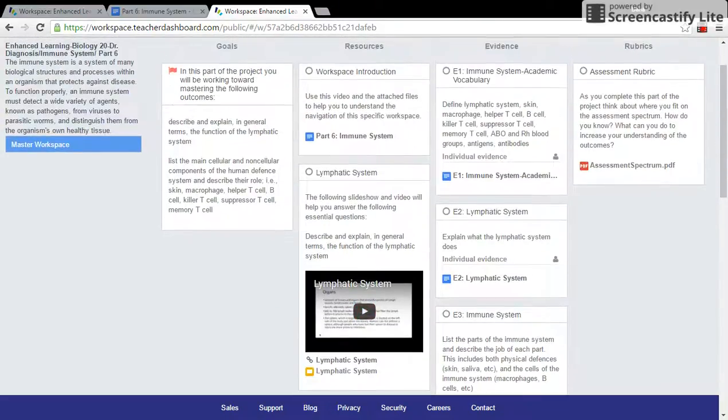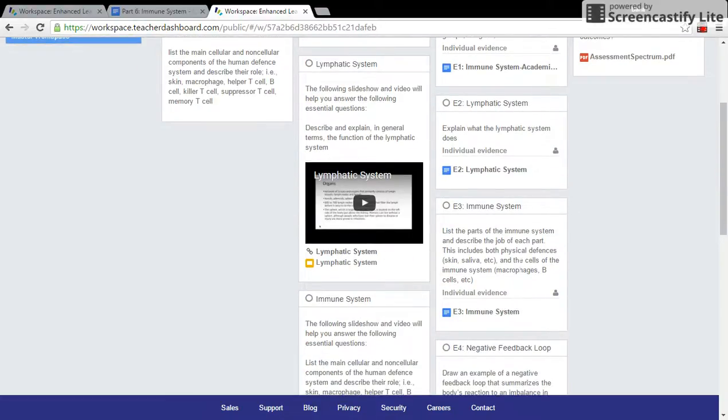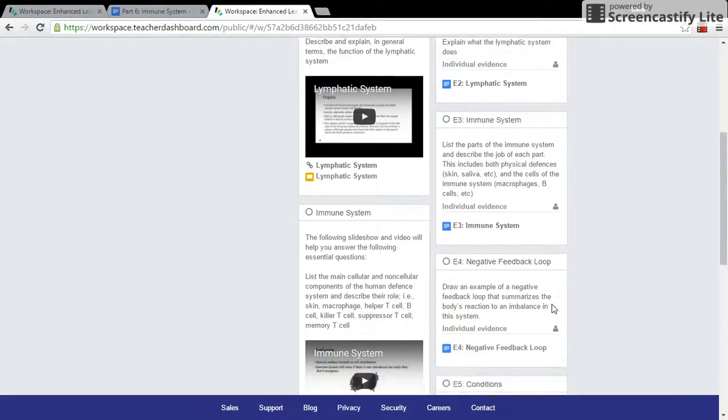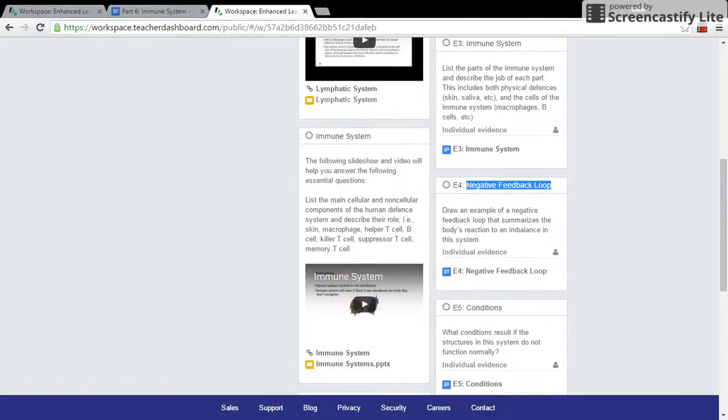So going back to the top, remember you've got that academic vocabulary. You have to explain what the lymphatic system is, then explain the parts of the immune system and what they do. And then there's that good old negative feedback loop. Because you're dealing with 2 systems here, I don't mind if you pick a negative feedback loop for both or for one, but check with your teacher to make sure that you're doing what their expectation is.